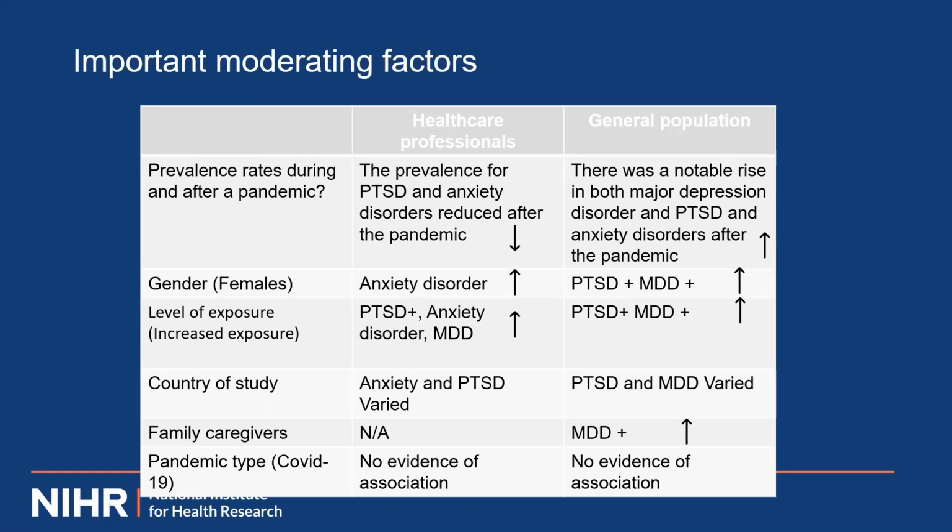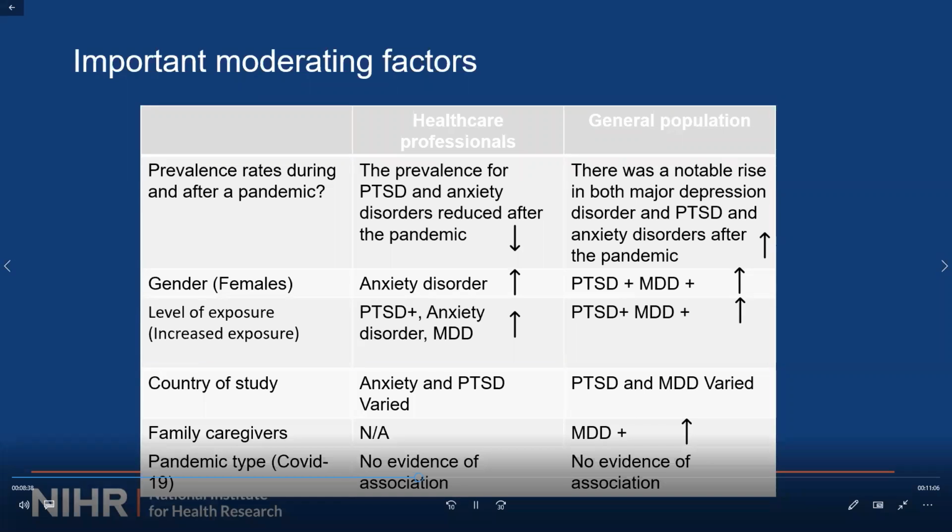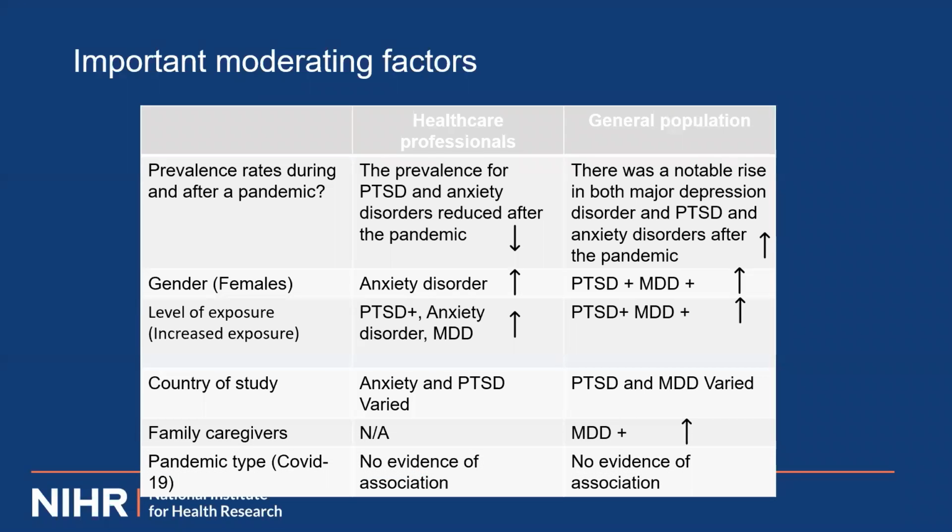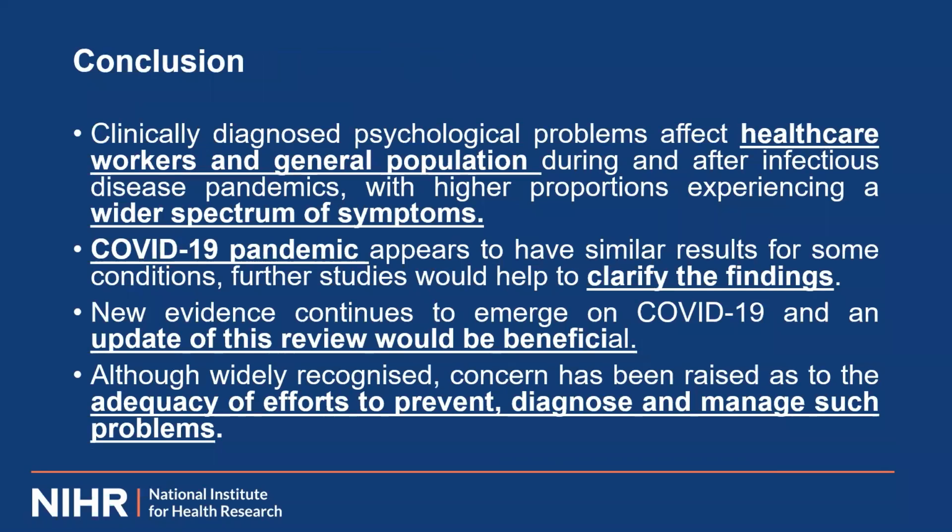The other element which was quite interesting, and which helps validate our approach, is that we didn't find any statistically significant difference between the pandemics. We looked at about five or six different pandemic types across both reviews, and when we subcategorized them, we didn't find a substantial difference between COVID-19 and previous pandemics in prevalence rates of these conditions. So what are the main take-home messages?